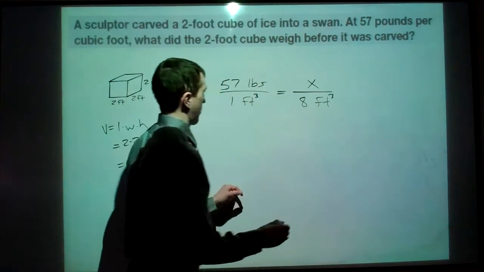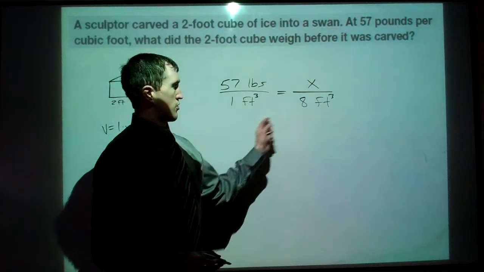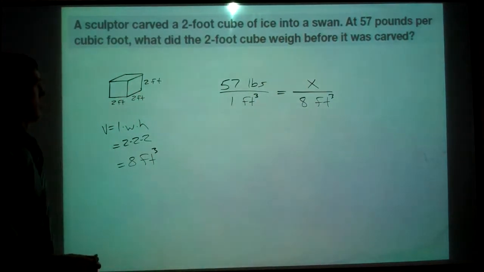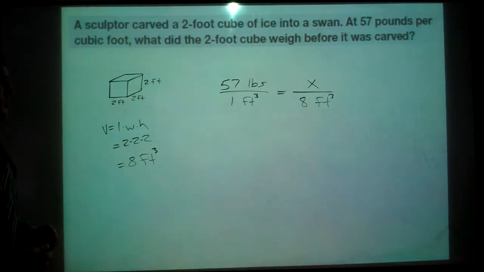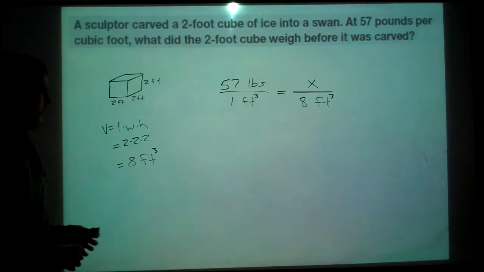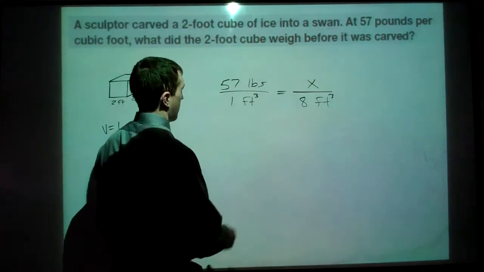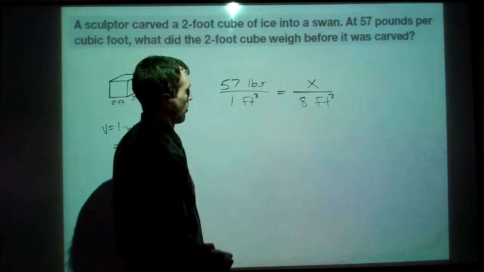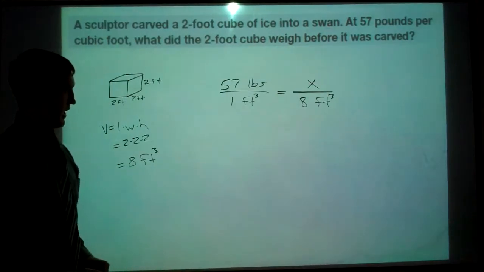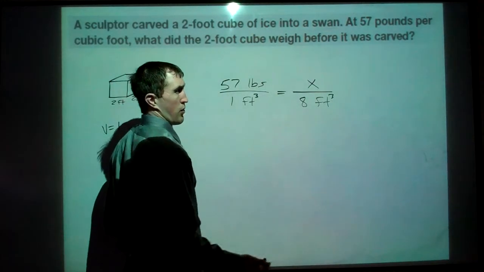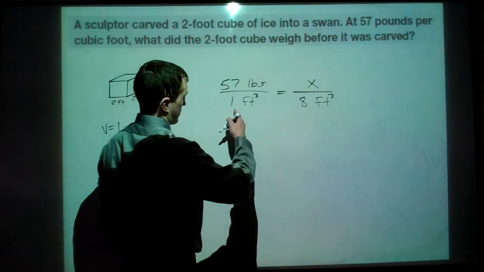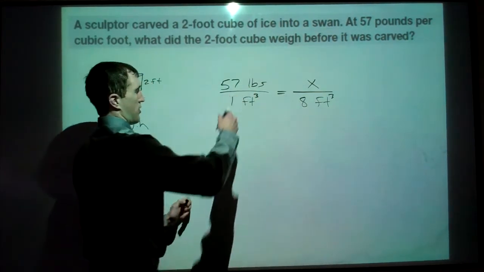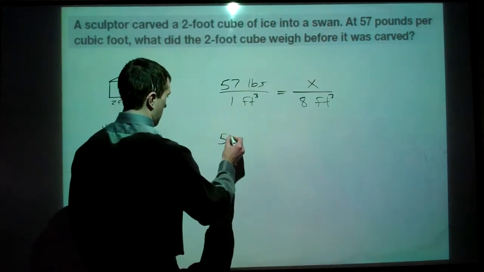And notice how we have everything lined up. Volumes across from each other, and then pounds across from each other, because we're trying to figure out how much it weighed, or how many pounds it was. So we can cross multiply and divide: 57 times 8, and then divide by 1. Or, in this case, just 57 times 8, because if we divide by 1, we'll get the same answer. Or we can see that to get from here to here, we just multiply by 8. So we just multiply 57 times 8.